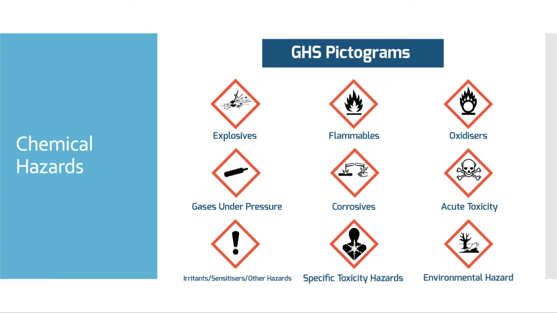Oxidizer means it produces oxygen that would make a fire worse. So you see it looks very similar to the flammable symbol, but really that is a letter O in the middle. And it just means that if there is a fire in the presence of this substance, the fire will be worse. And that's what we believe happened in the Beirut explosion.